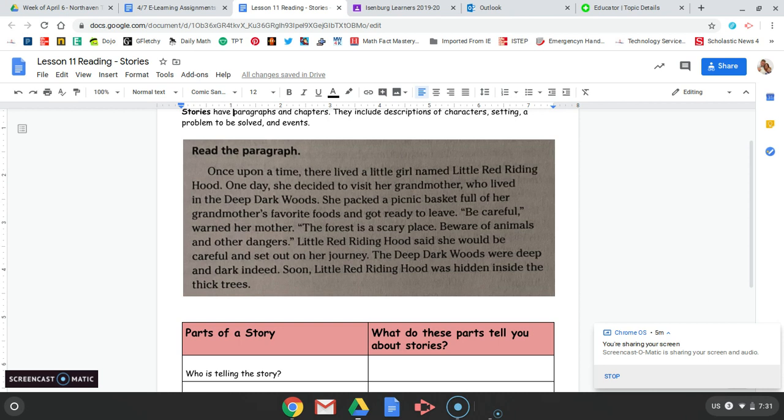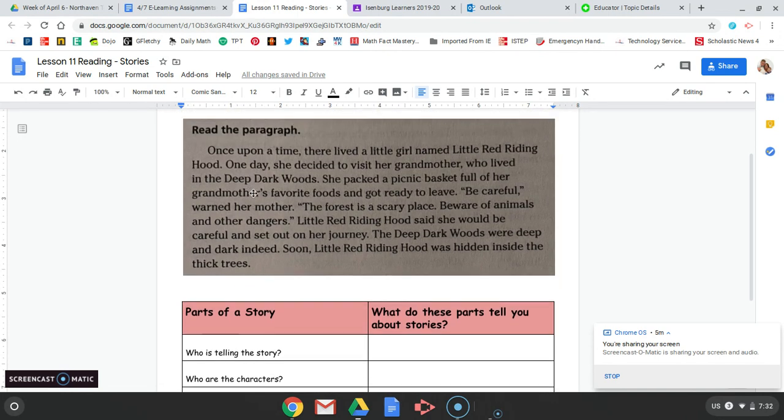What's going wrong? What is somebody struggling with? And then, of course, events are just the important things that happen in a text. Okay. So I'm going to go ahead and read the paragraph.